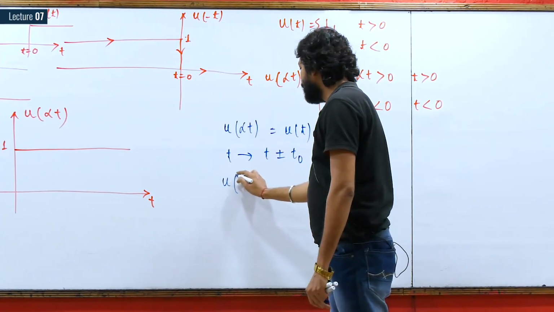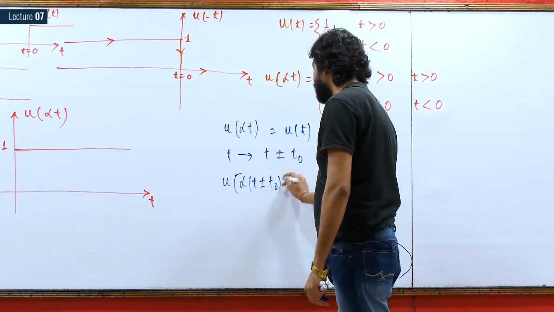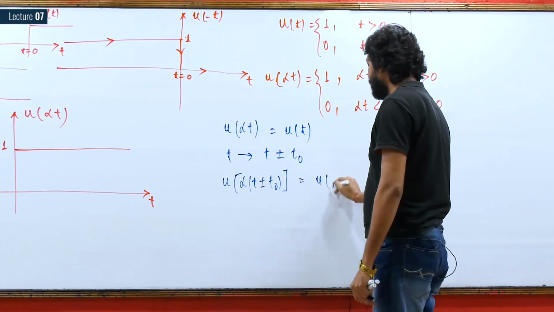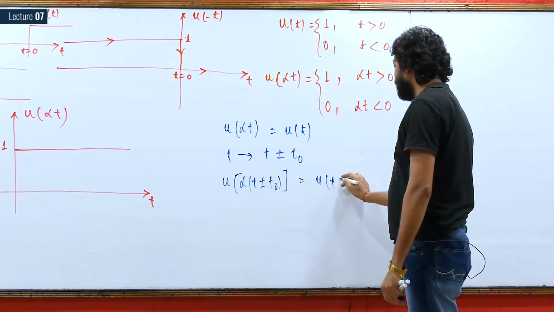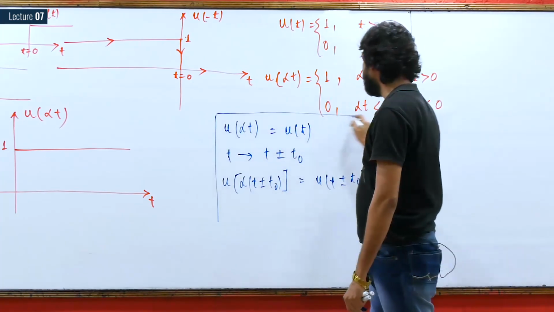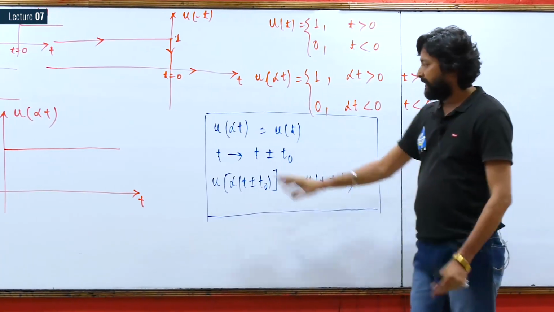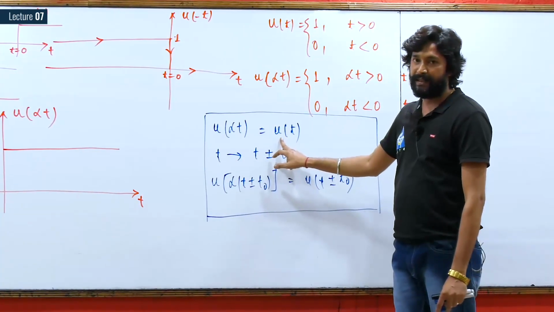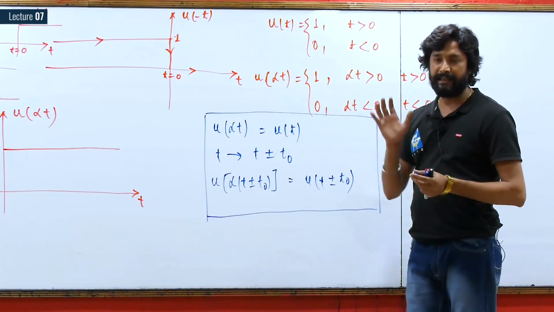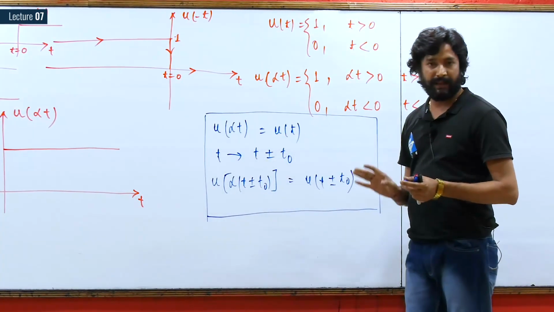So u of alpha times t plus or minus t naught: we have replaced t by t plus or minus t naught, so it will be equal to u of t plus or minus t naught. By these two relations, what you can conclude is that u of alpha t equals u of t. It means if there is a step function which is not shifted from its actual form, then scaling will not have any effect on the step function.